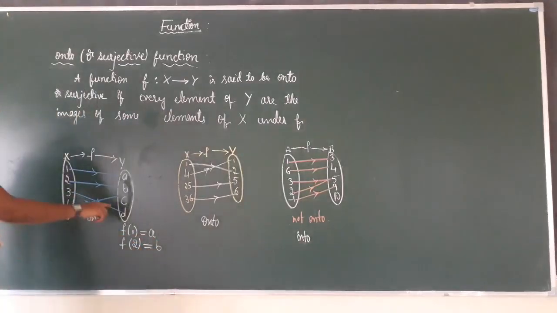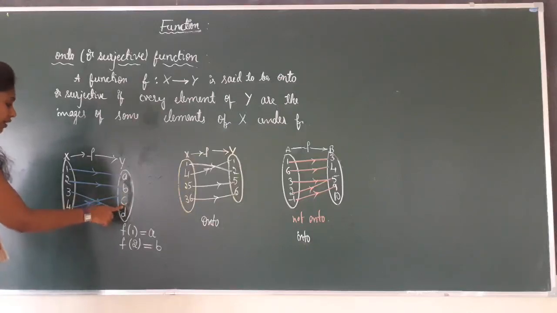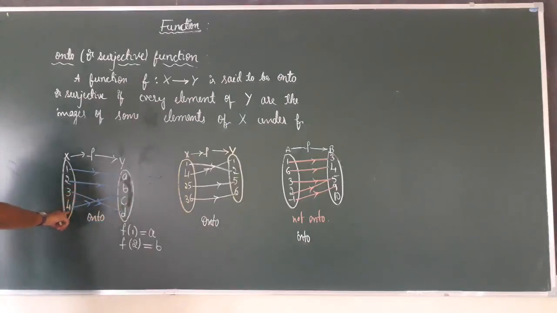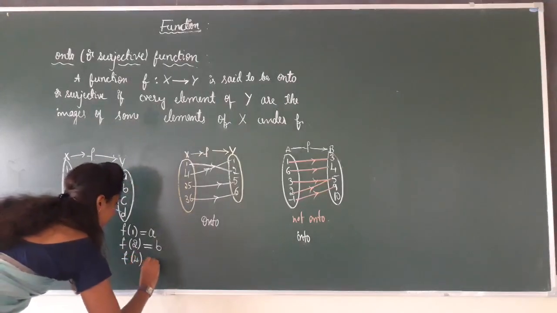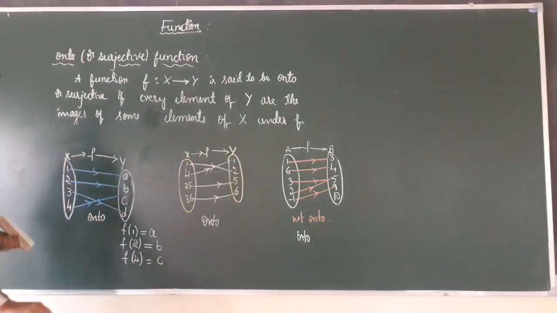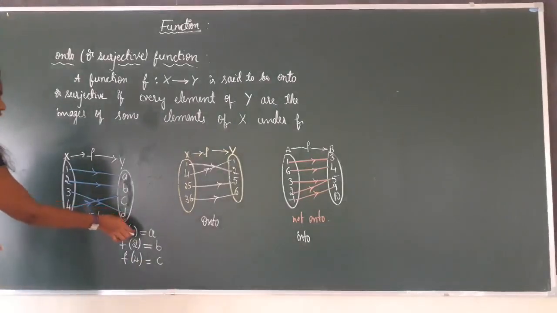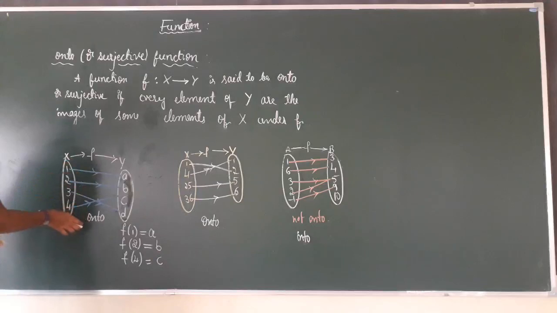Then for c there exists an element, that is 4. That can be written as f of 4 is equal to c. Next, for the element d, there exists an element in X. There exists one element in the set X, that is, for d there exists the element 3.